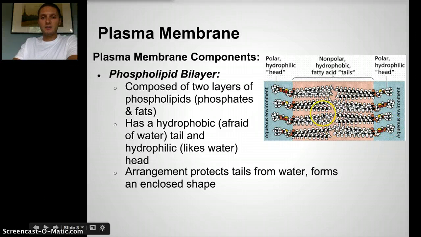If you can imagine that this is just a small snapshot of the overall plasma membrane, and that it forms a sphere, a circle, all the way around the cell, if I were to draw a circle here, all of these fatty acid tails are going to be protected by these hydrophilic polar heads.